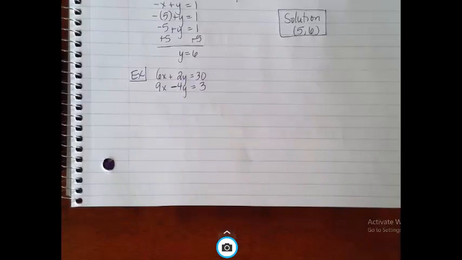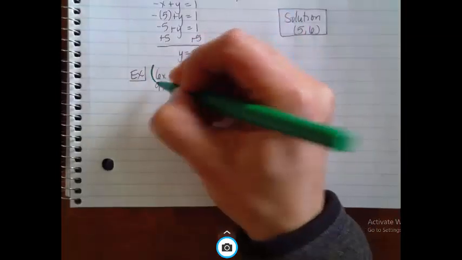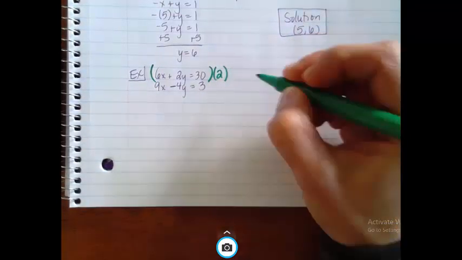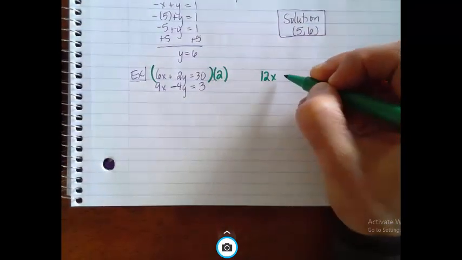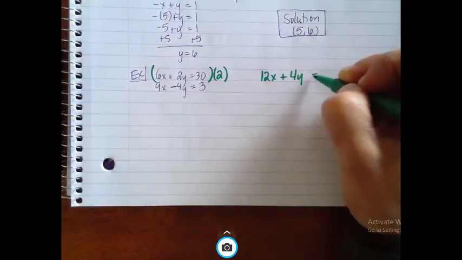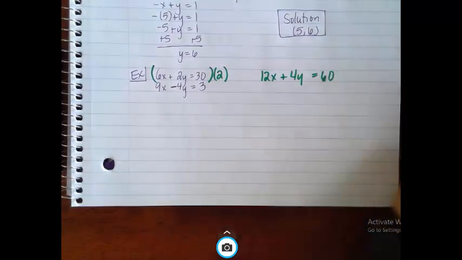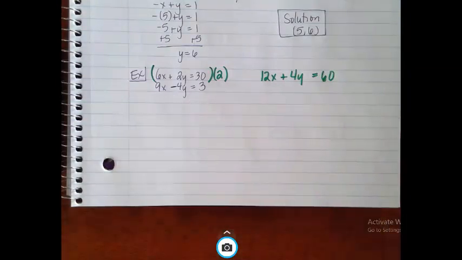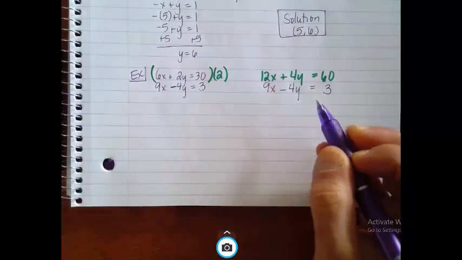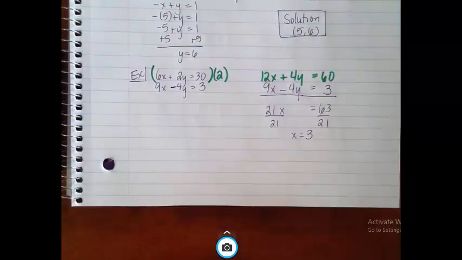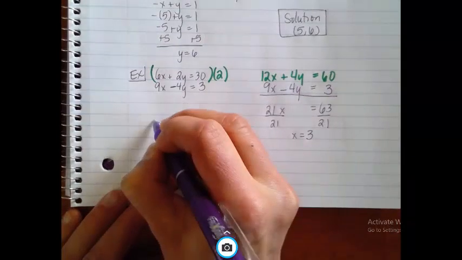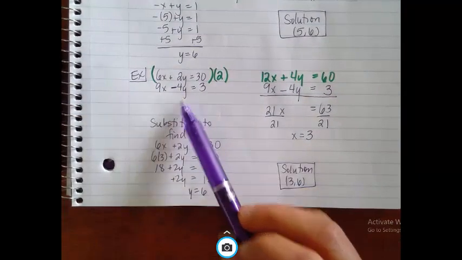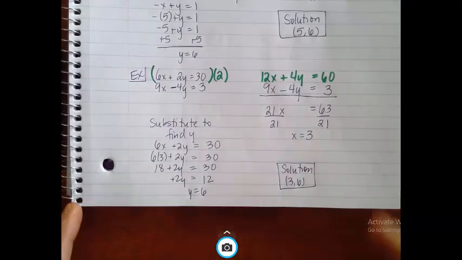Because what I can see is that if I take this top equation and multiply it by 2, then I'm going to have 12x plus 4y equals 60. And that's pretty great because I can see now the y's are going to cancel each other out. So here I've got, and if I go ahead and solve here, and again substitute to find y. Awesome. Let's just talk a little more about this first step, figuring out which equation you should multiply by what, because I think that's the tough part.